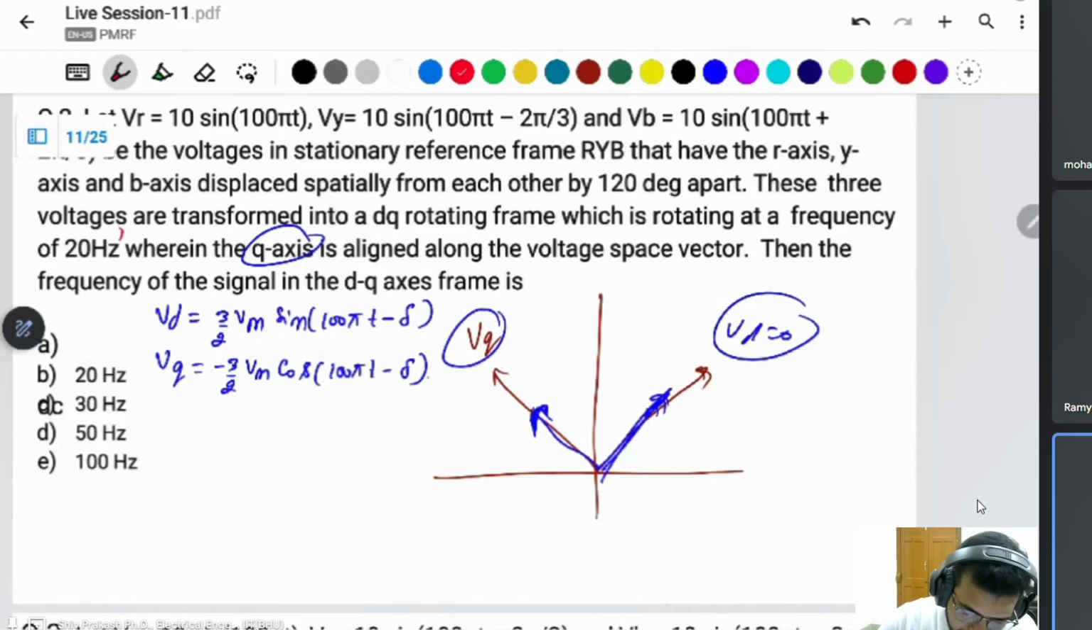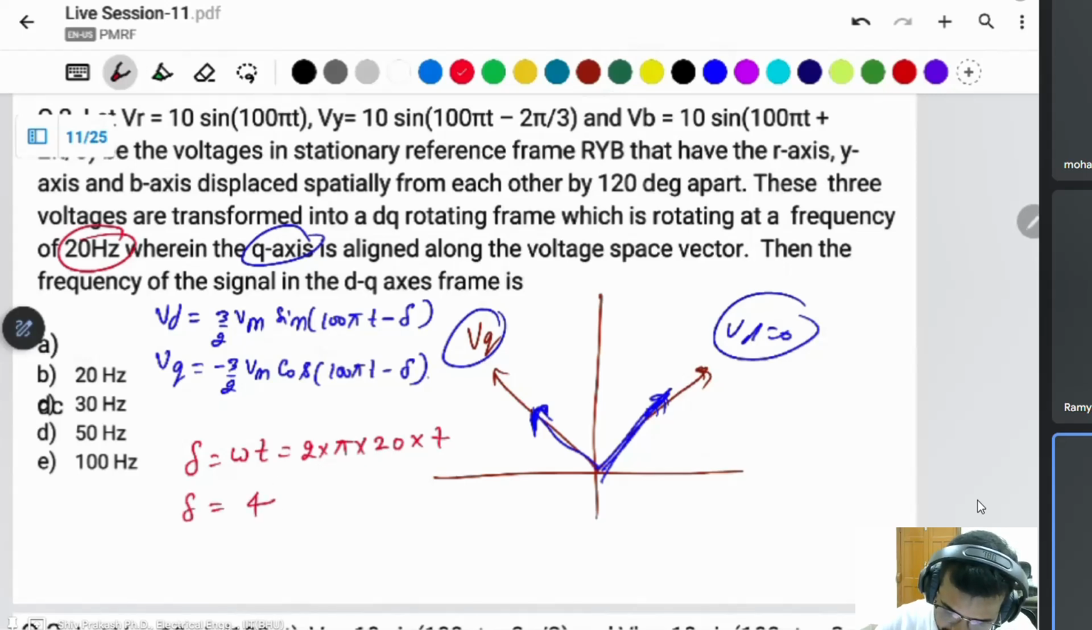The frequency is given as 20 hertz. Then delta is omega t, and 2 pi f is 20 into t. Then delta is equal to omega t, which means 40 pi t. And now the frequency of the signal in the dq axis frame.